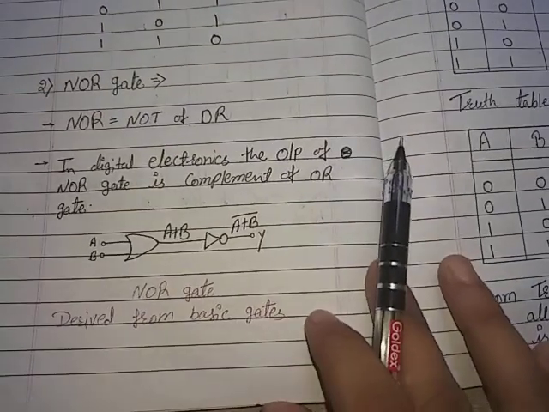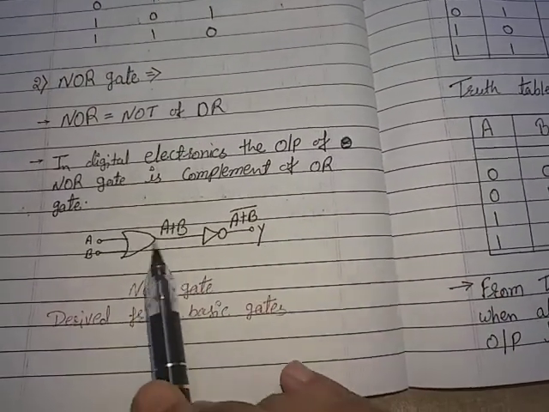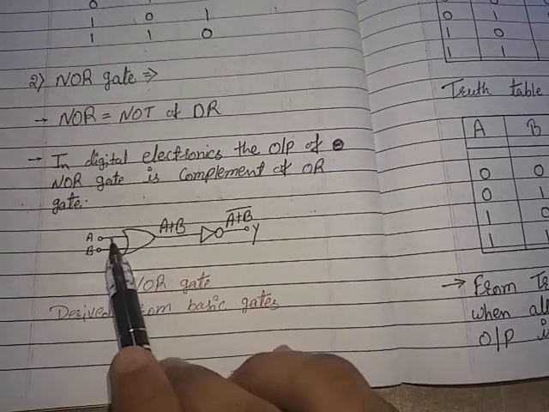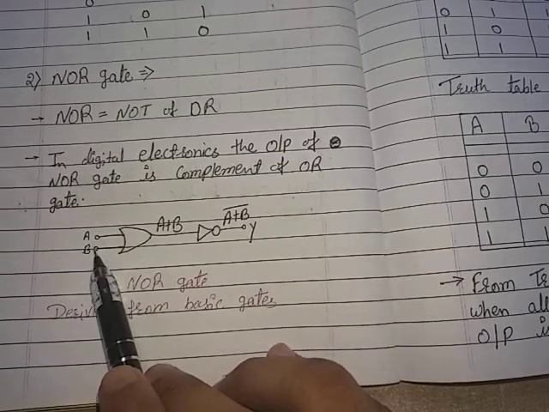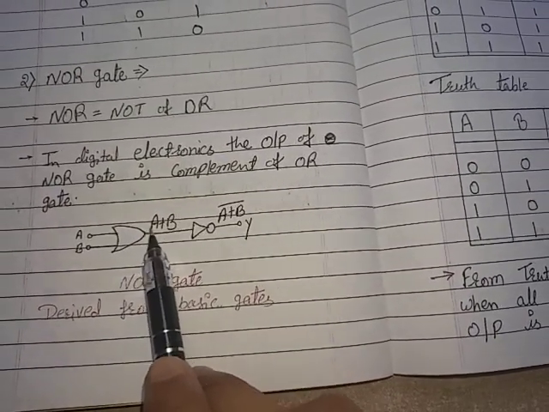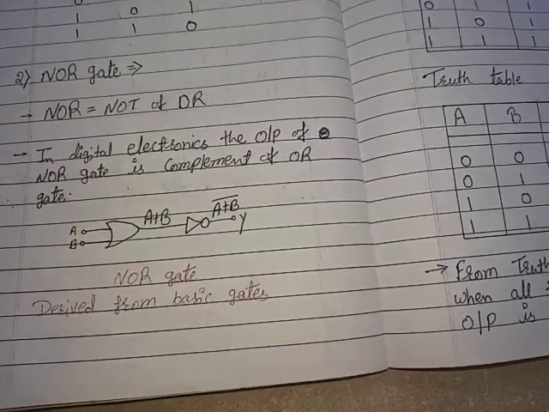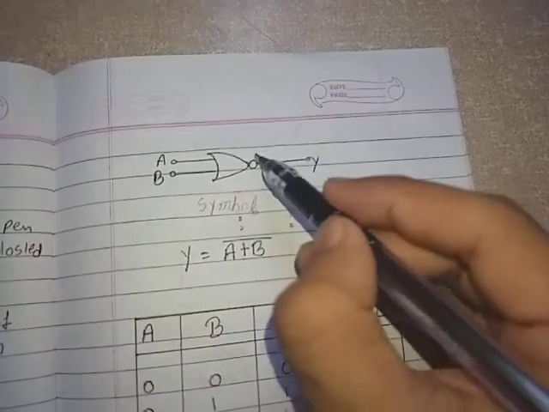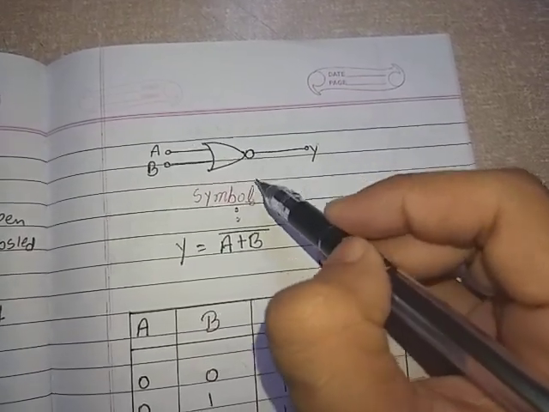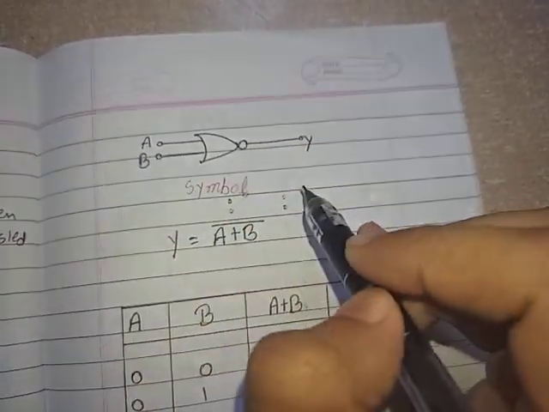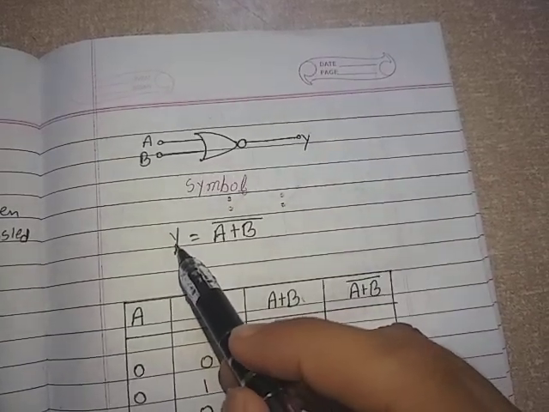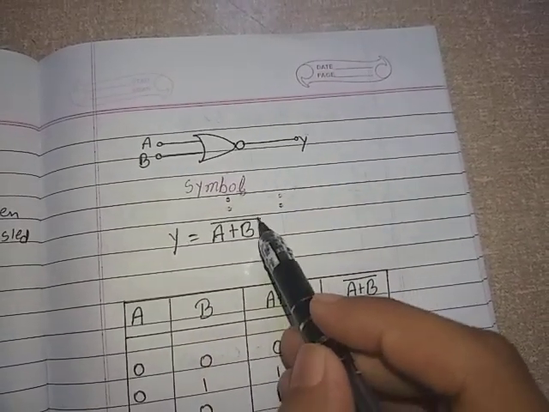Here is how NOR is derived from basic gates. First, we give A and B as input to the OR gate, and that output is passed to the NOT gate, which will give me (A plus B) to the whole bar. Here as well, in the symbol, a bubble is placed after the OR gate and it becomes the NOR gate symbol. The logical equation is y is equal to (A plus B) to the whole bar.